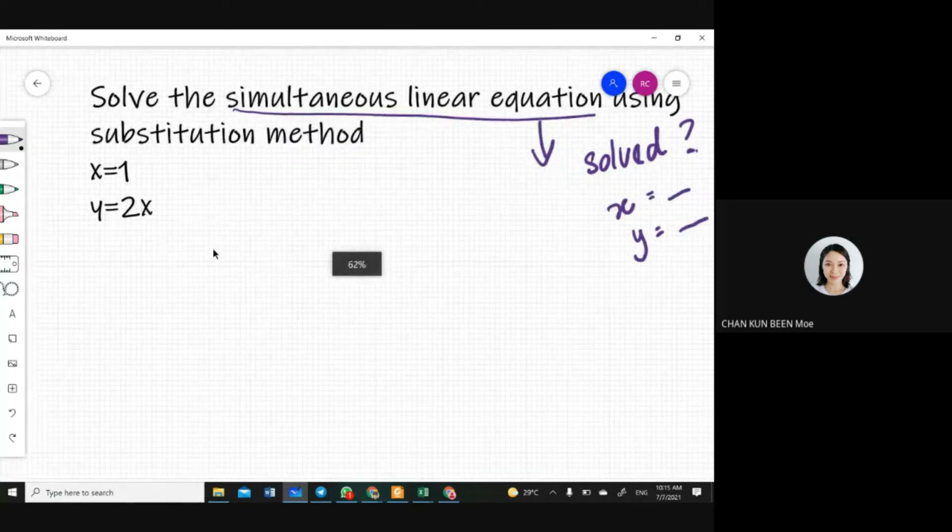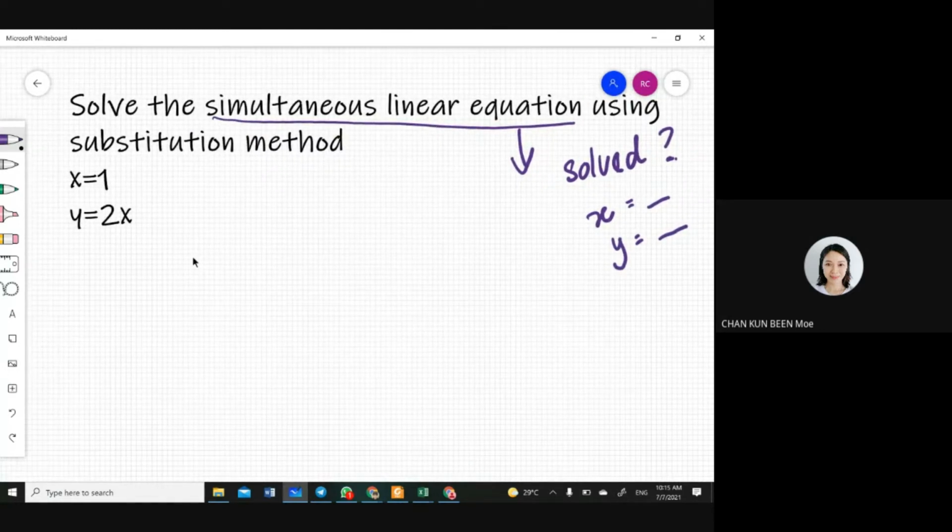What we do is the same thing. You start from the beginning by labeling it as the first and the second equation. From the equation given, you can rewrite: x equal to 1 is equation 1, y equal to 2x is equation 2. Now we already have the value of x. We need to find the value of y, so we just need to substitute the value of x into the equation for y.